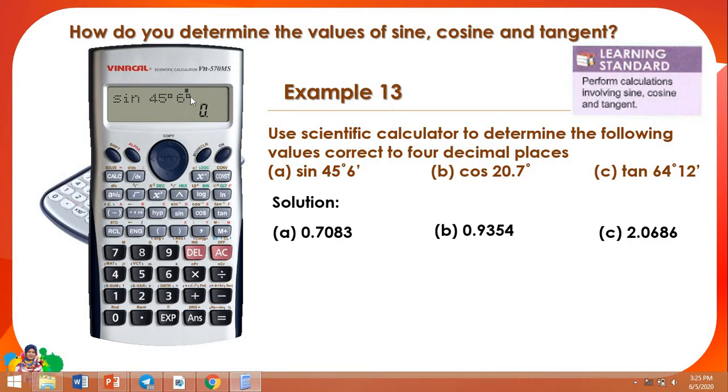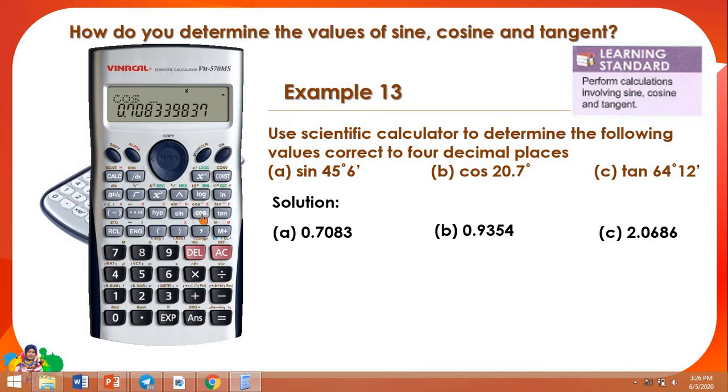When your calculator displays this, it means sine 45 degrees 6 minutes. The second press is for minutes. Then just press equal and the calculator will give you this answer. Then you round off correct to 4 decimal places: 1, 2, 3, 4. So you round off digit 3. So the answer is 0.7083.